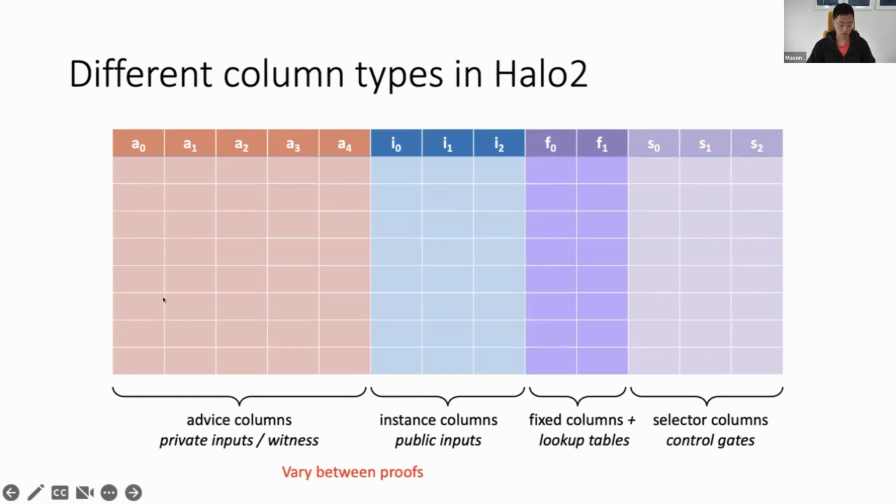Okay, so the one key difference between advice columns and instance columns versus fixed columns and selectors is that the advice columns and instance columns vary between proofs, while the fixed columns and selector columns cannot. So if you want to change a value in the fixed column or the selector column, then you have to redo the circuit setup. So this means that there's going to be a new verifying key and proving key that corresponds to the different fixed column and selector column.